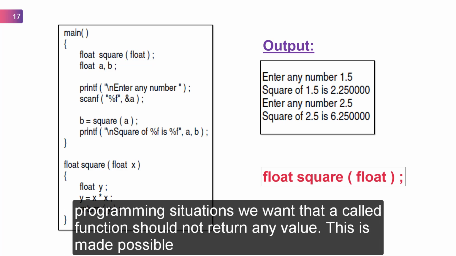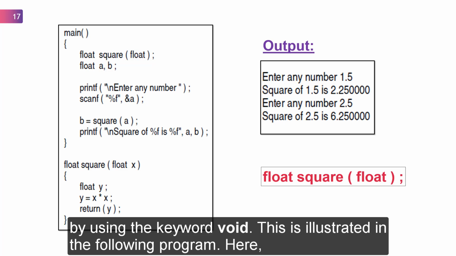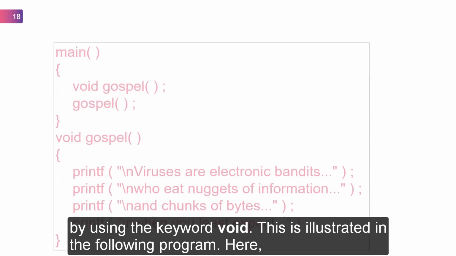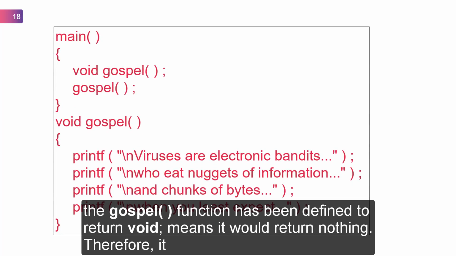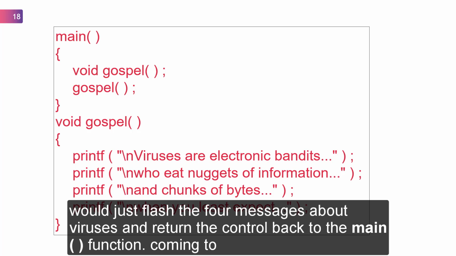In some programming situations, we want that a called function should not return any value itself. This is made possible by using the keyword void. This is illustrated in the following program. Here, the gospel function has been defined to return void, which means it would return nothing. Therefore, it would just flash the 4 messages about viruses and return the control back to the main function.